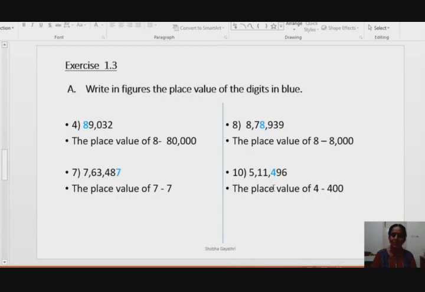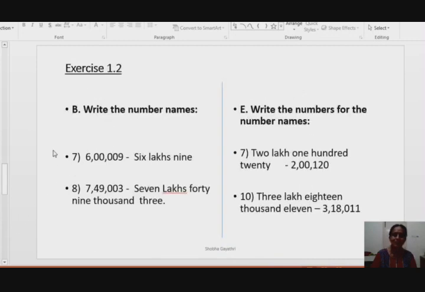Next question is 5,11,496. It's a very easy sum. 4 is in the hundreds place. So our blue color digit is 4. 4 is in the hundreds place. So the place value of 4 is 400.